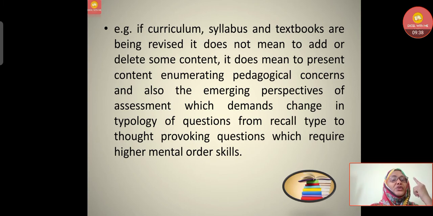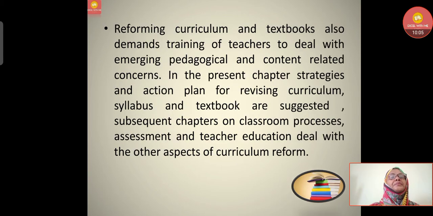That means we used to have many recall type questions, rather than thought-provoking ones. Thought-provoking questions should be required here. If we are giving thought-provoking questions, they need higher mental order skills, even to frame those items or questions and to be answered by the students also. They need to have higher mental order skills here.